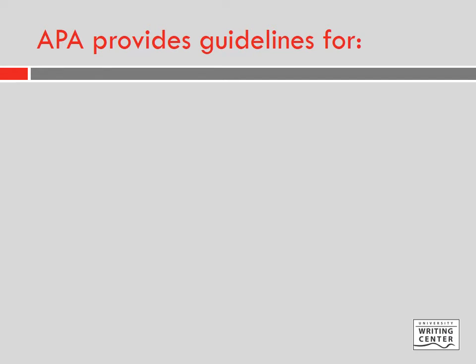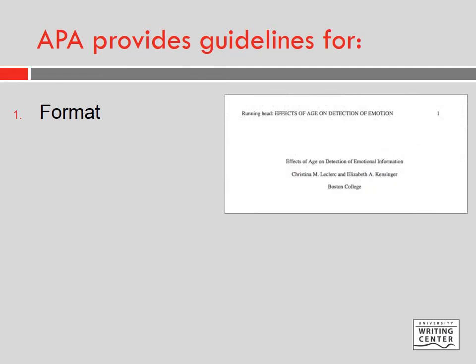Here are the main components of APA. We have a video for each of these components. First, formatting of traditional paper. What I mean by formatting is the font size, the margins, the spacing, and the header. This example shows the formatting setup of the APA title page, which also includes the author's information, a running header, and a page number.